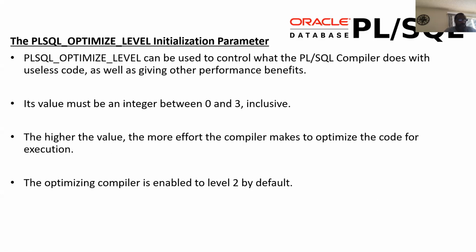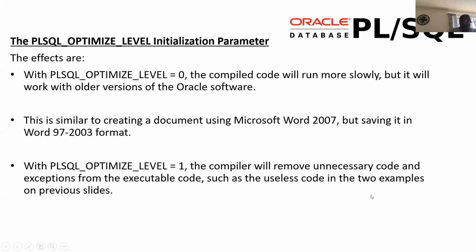Now, with these new compilers, there's a ton of operations happening behind the scenes to make sure your code will run at its highest performance. So this is optimization at its highest level. The higher the value, the more things the compiler is going to try to do to up the performance of your PL/SQL code. The default for your optimizing compiler is 2, and I will explain why.